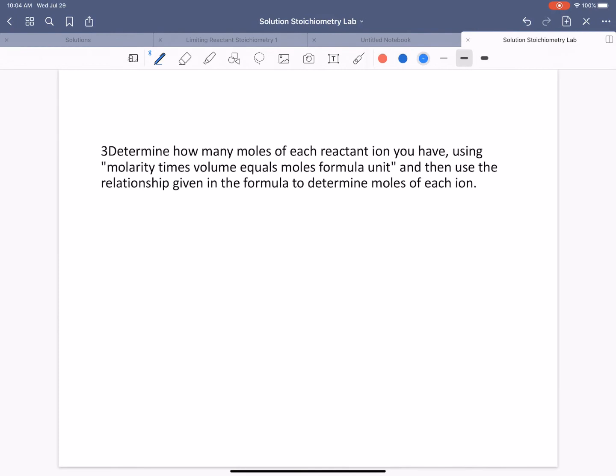Now we're going to determine how many moles of each reactant ion we have. And to do that, we're going to use molarity times volume to get to moles of the formula unit. And then we'll look at the cations and the anions separately.